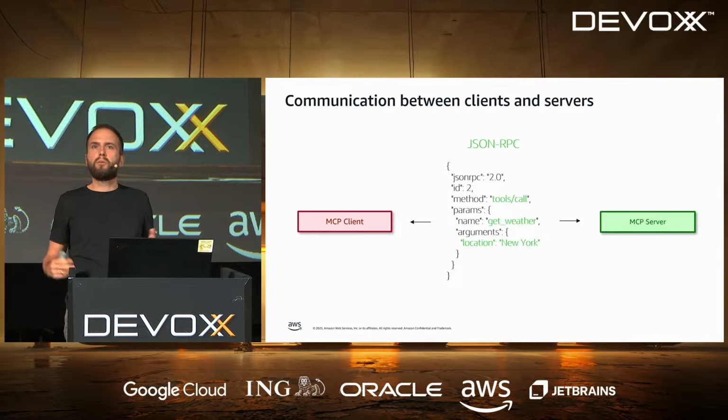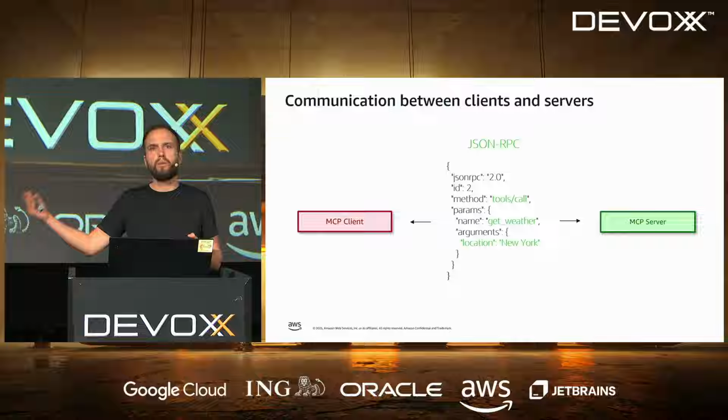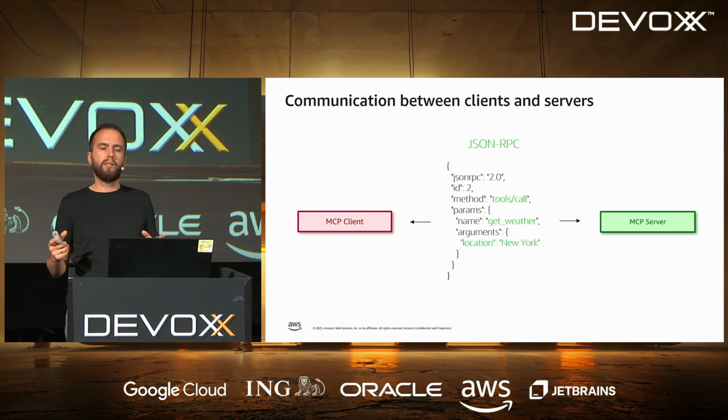So it feels like magic, but what happens under the hood is that we are just standardizing the way on how tool calling and also additional capabilities work. So under the hood, instead of doing this local call to our Java function, we're now doing a JSON RPC call with a predefined structure.